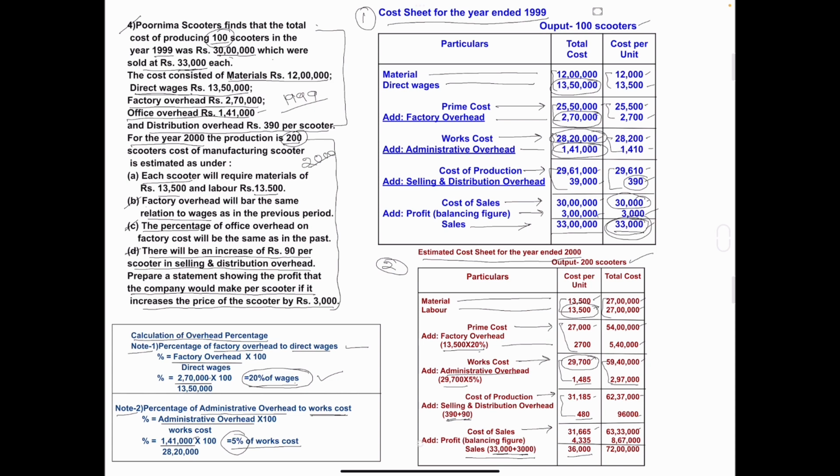We have to calculate the total sales amount. So 36,000 into 200, you will get 72 lakh.